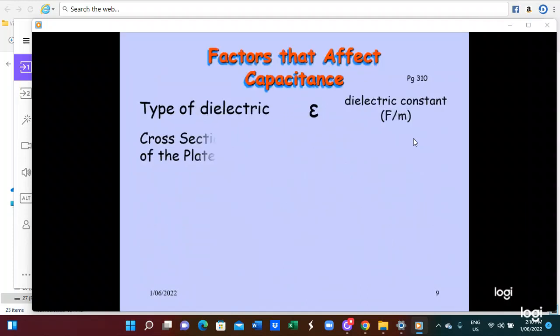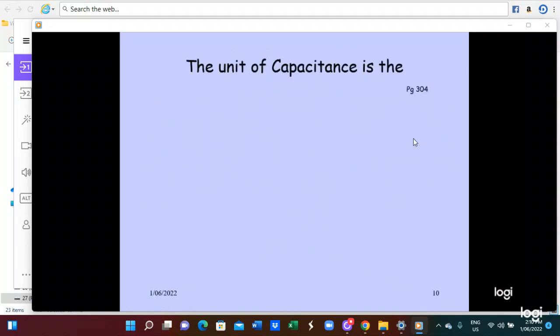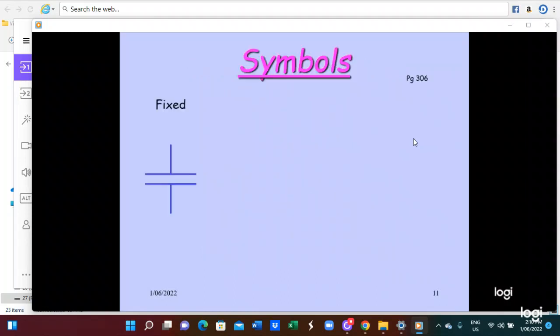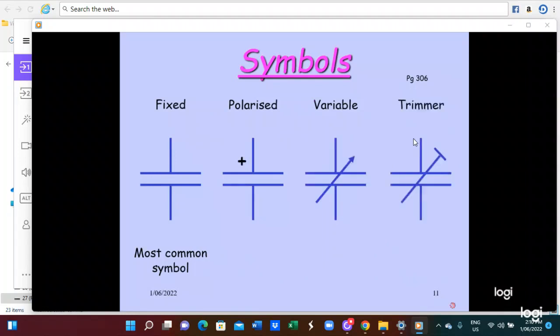Dielectric, so the dielectric constant is in farad per meter. The area of the plate is A, and the distance between the plates is D meter. And C equals epsilon A by D. The unit of capacitance is the farad. 1 farad is a large capacitance, so we use microfarad and picofarad as well. Symbols: fixed, this is the most common symbol. Polarized, variable, trimmer. Those are the kinds of capacitor symbols.